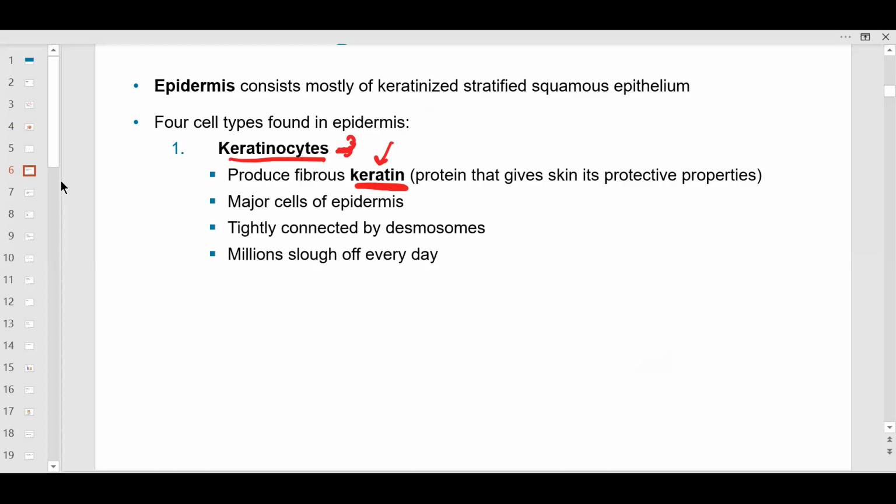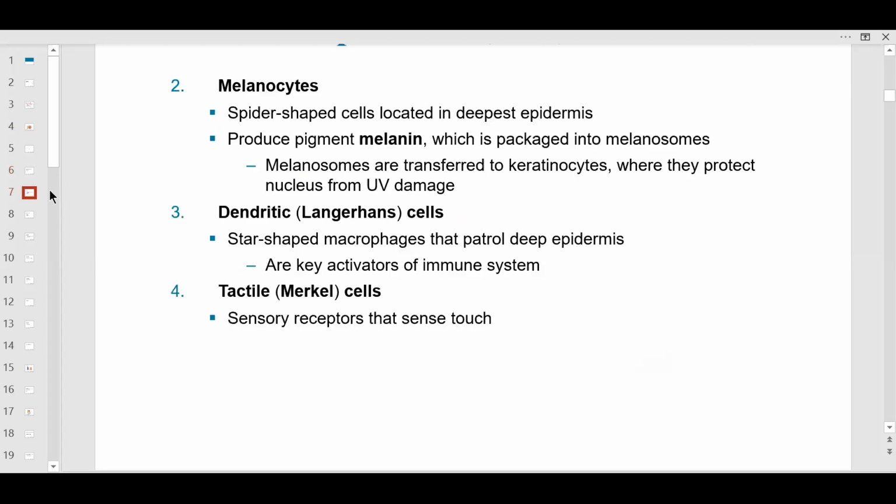So they have connections. Your desmosomes are usually the way these cells in this tissue, epithelial tissue, are connected. You see this a lot. Millions slough off every day, and I showed you that last week. The dust bunnies, right, is your dead keratinocytes. Melanocytes produce a pigment, which is more protein, called melanin. So melanin is basically a brown pigment. There's two different types of melanin, but just know melanin is the pigment, the coloring, right?